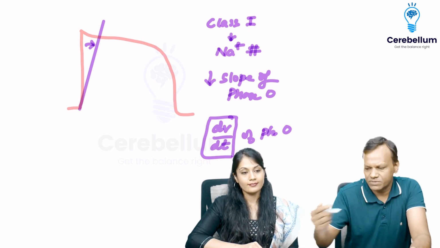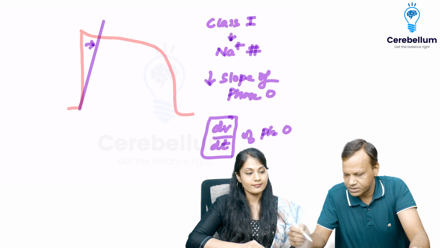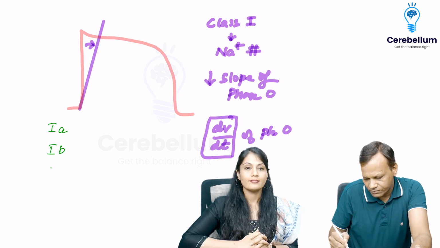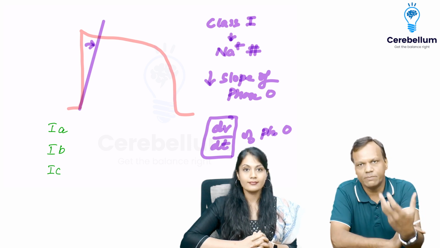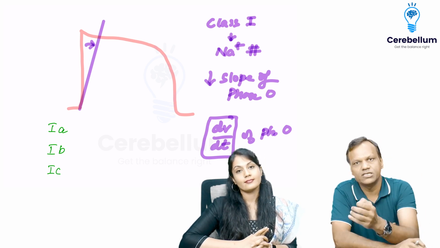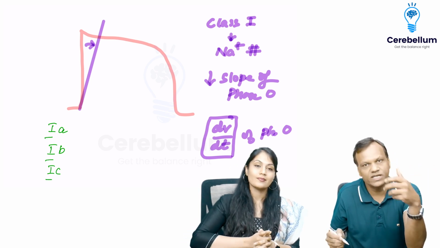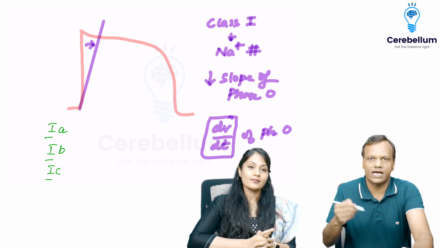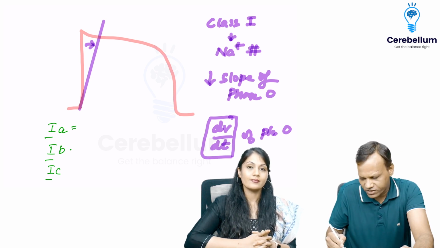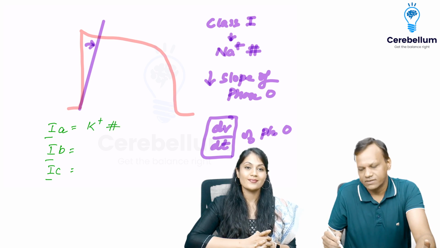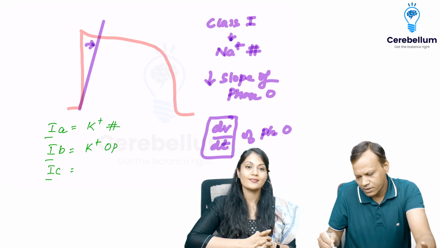Then class 1 drugs or sodium channel blockers are further of three types: 1A, 1B, and 1C. Now, on which basis do we classify them into A, B, and C? That is on the basis of what they do to potassium channels. Remember, all of them block sodium channel, that's why they are 1. Then A, B, C is what they do to potassium, and obviously three things are possible. One, the drug may block potassium. Second, the drug may open potassium. And third, the drug may have no effect on potassium.